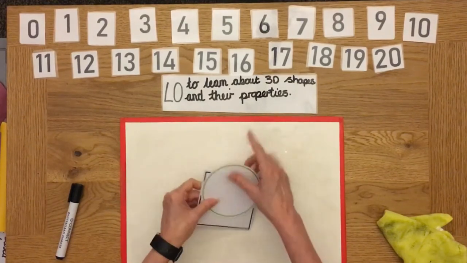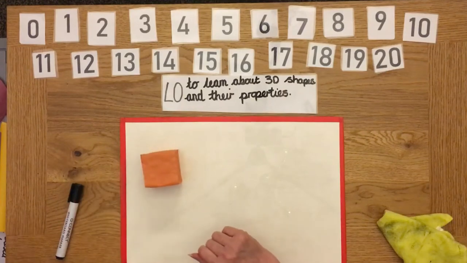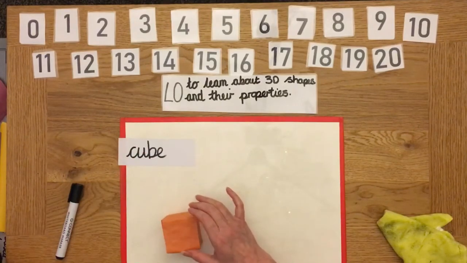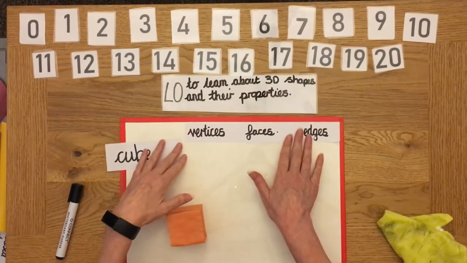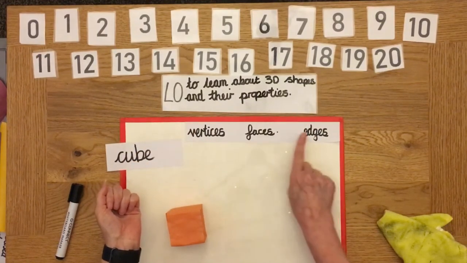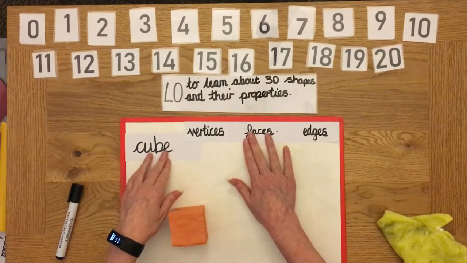Today we're going to look at the properties of the 3D shapes that we did. So, the first shape we're going to look at is the cube. And we need to find out some information about the shapes. So we want to know how many vertices it has, how many faces and how many edges. So the first one is the cube.